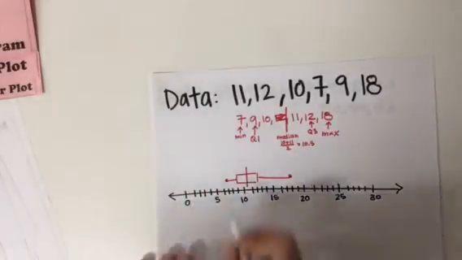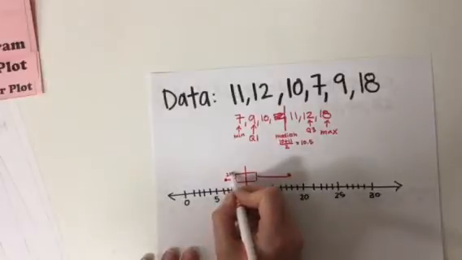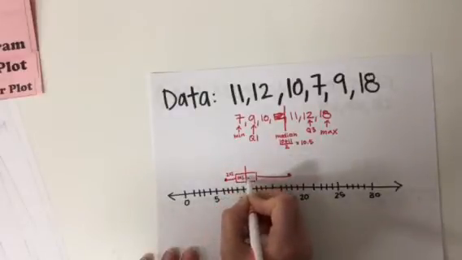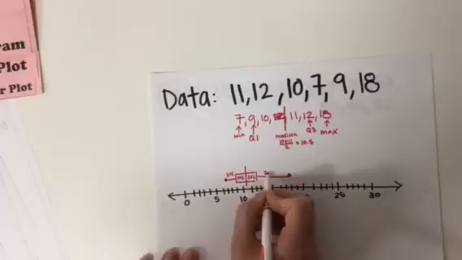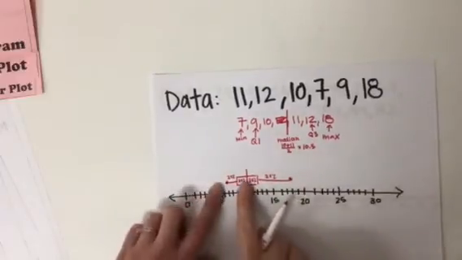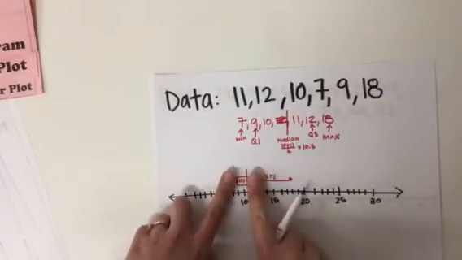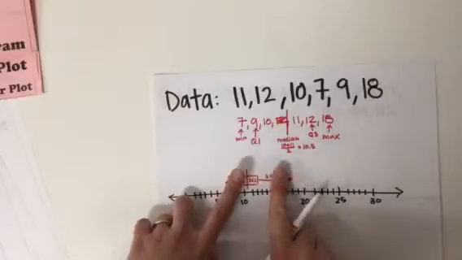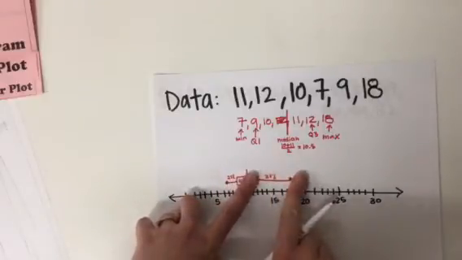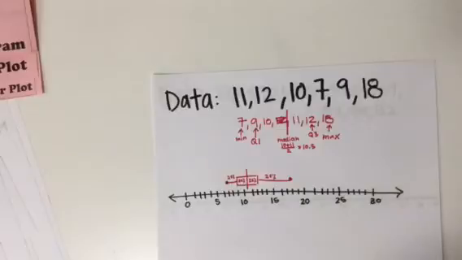Just so you are aware, a little fun fact for today, each of these represents 25% of the data. It's broken into quarters. So 25% of the data is between these two numbers, 25% of the data is between these numbers, 25% between these, and 25% between that. That means each of these is a quarter of our data.